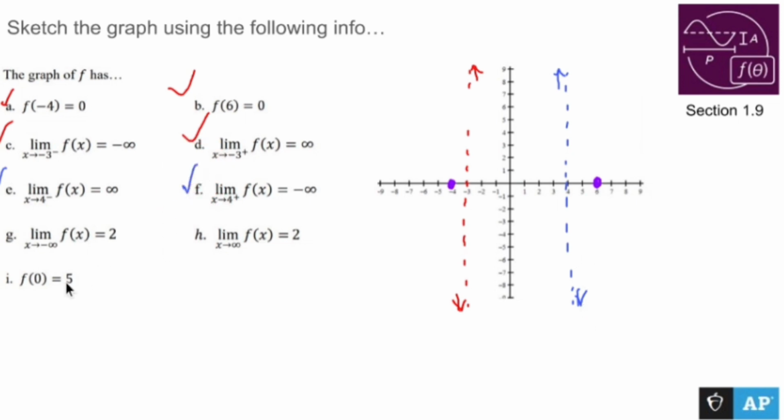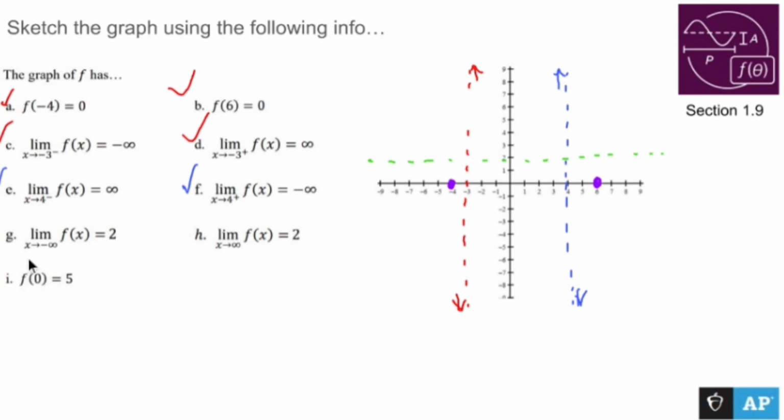I'm too scared. As x approaches negative infinity, I go to 2. And as x approaches positive infinity, I go to 2. That's my horizontal asymptote. So I have a horizontal asymptote happening at 2.